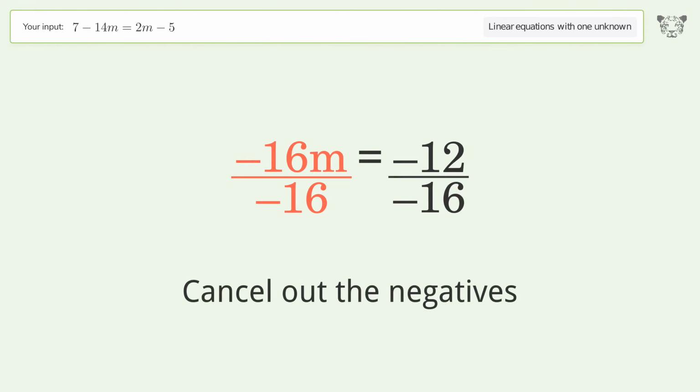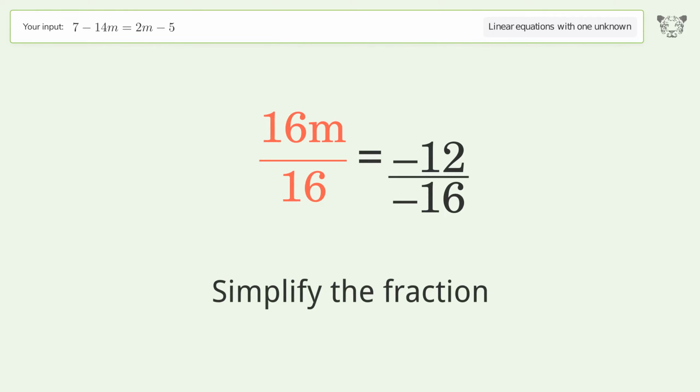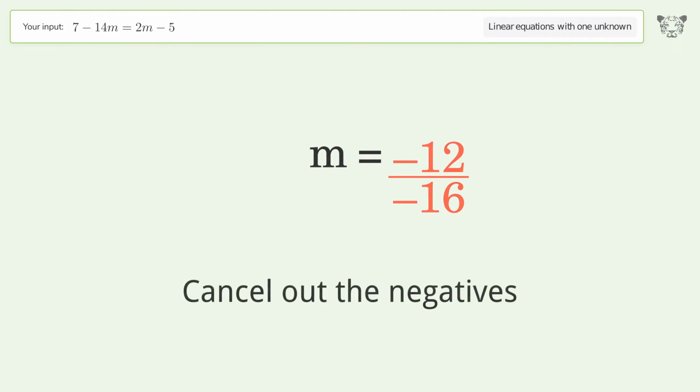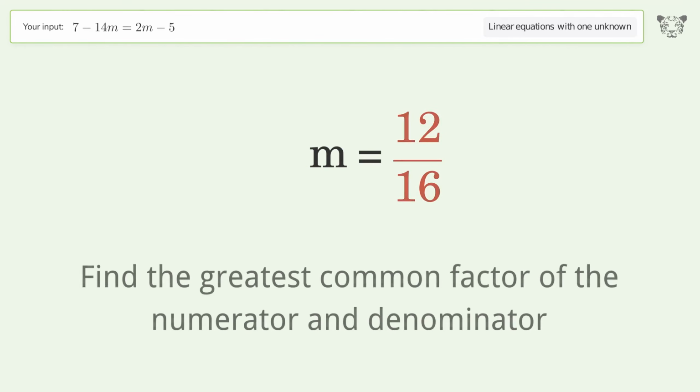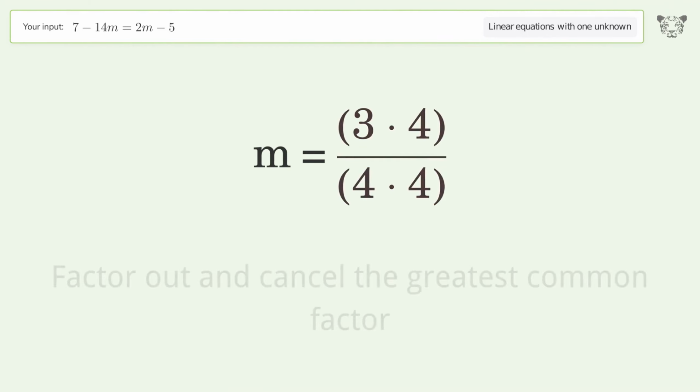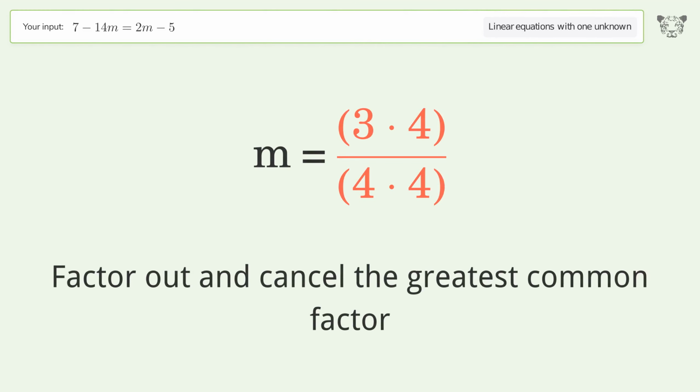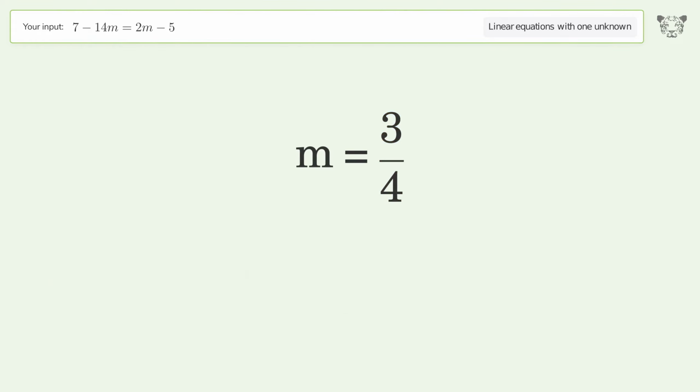Cancel out the negatives. Simplify the fraction. Cancel out the negatives. Find the greatest common factor of the numerator and denominator. Factor out and cancel the greatest common factor. And so the final result is m equals 3/4.